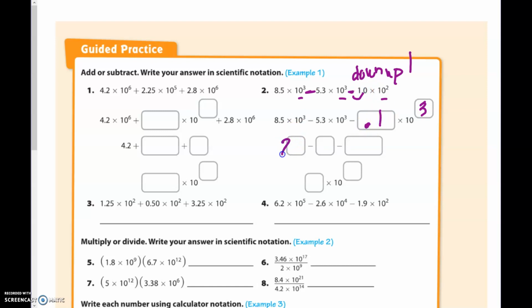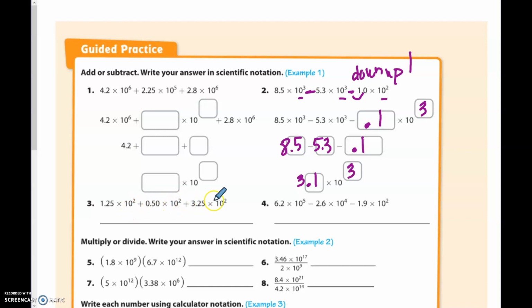Then we're going to take 8.5 minus 5.3 minus 0.1. So that's taking all those multipliers and subtracting them. And if you grab your calculator and do that, we get a 3.1, and then we keep it times 10 to the 3rd. All right, going on to number 3, what do we have?